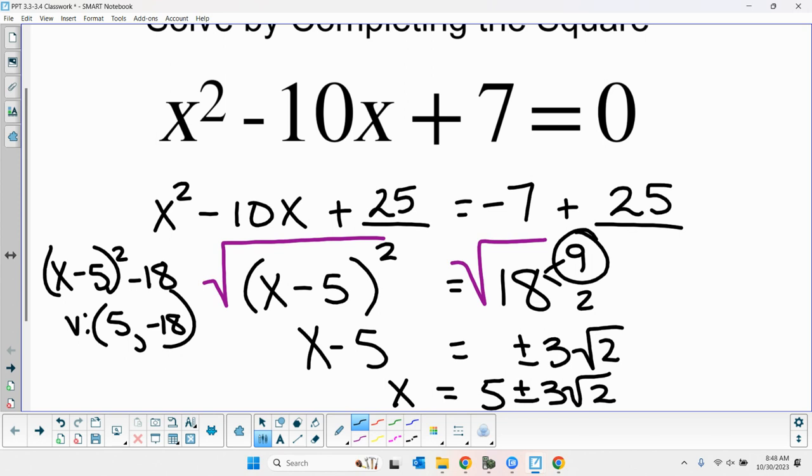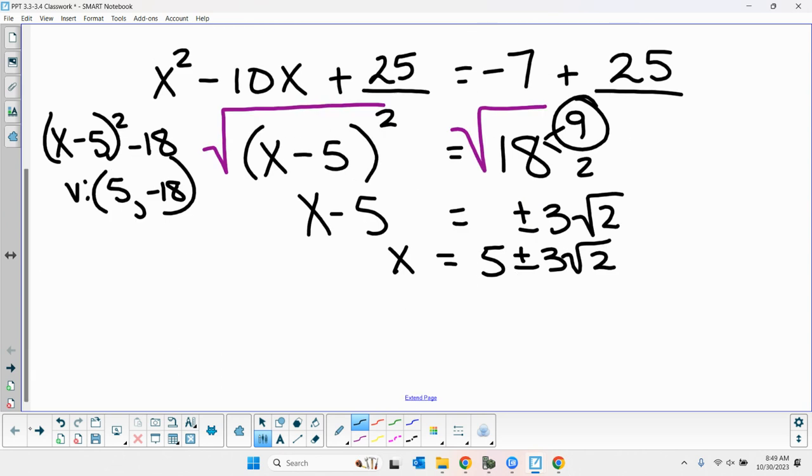Lucas, number 6. I think I messed up on that one. I got plus or minus 2, and then square root of 2. No, what'd you put in your blank? 9. Yeah, that's right. Oh, I didn't take the square root.